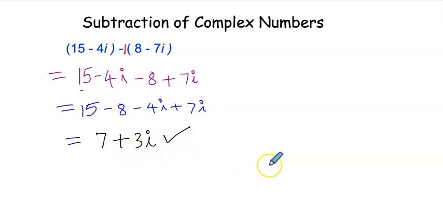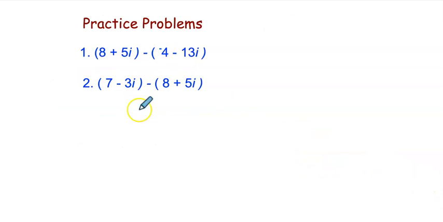That's all. Okay, so I want you to practice these also. Try to answer these two problems. You have 8 plus 5i minus negative 4 minus 13i, and the second one is 7 minus 3i minus 8 plus 5i. Okay, so please try. Thank you.